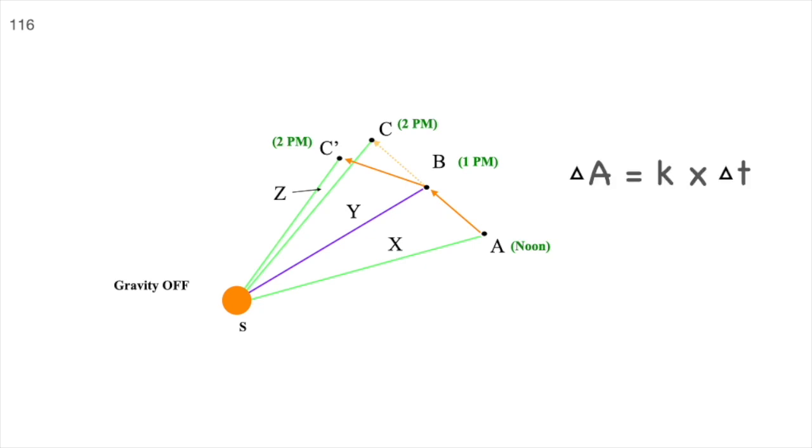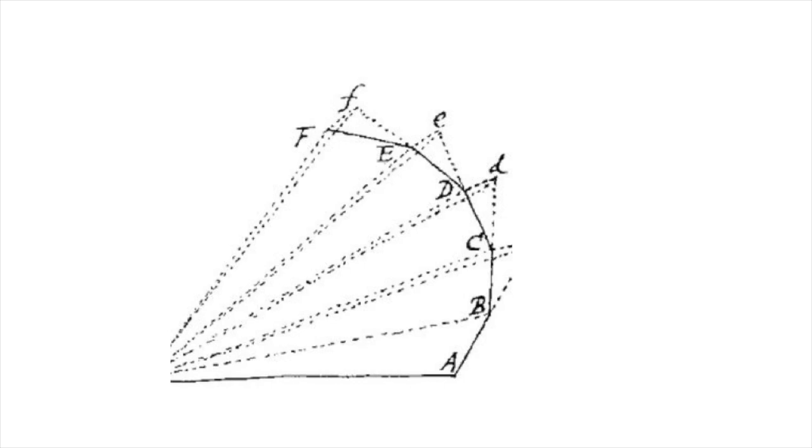We have just shown that in this thought experiment, the planet has swept out equal areas from noon to 1 p.m. and from 1 p.m. to 2 p.m. If we continued this thought experiment for additional 1-hour intervals, the same logic would always lead us to conclude that the planet always sweeps out the same amount of area in equal time intervals. This is exactly the logic used by Newton, as this drawing of his illustrates.